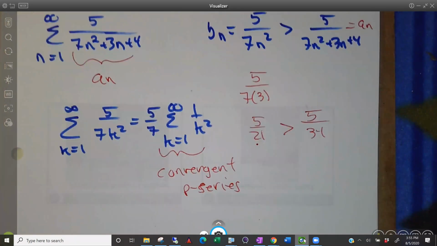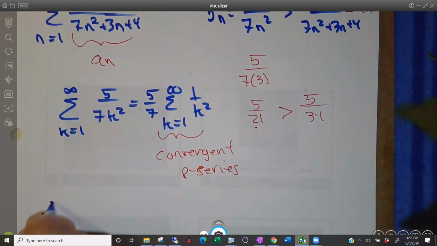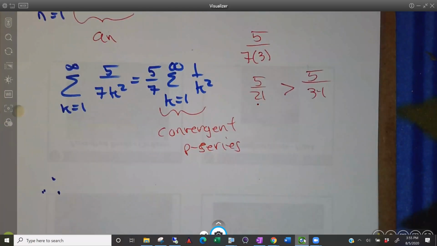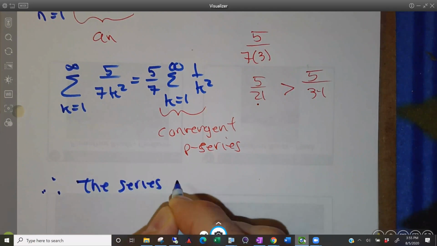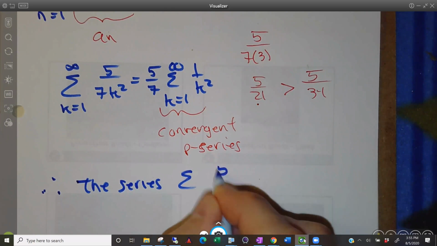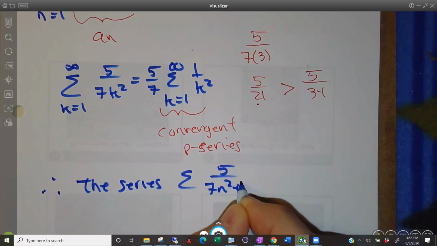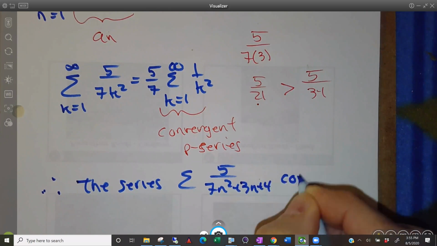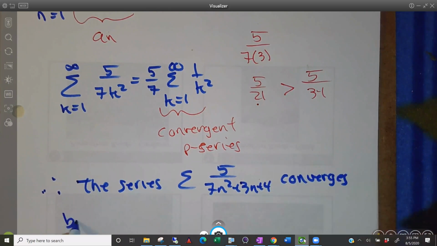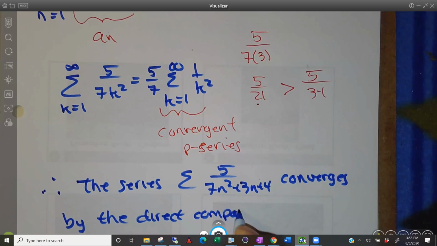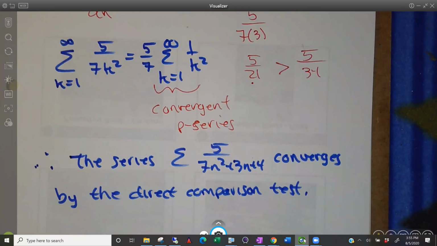Yay. So what I'd like to see you write is, and you don't have to write the little dots here, you could write therefore, I'm just being lazy. Therefore, the series, and I'm not going to write the limits, converges by the direct comparison test. That's all there is to it.